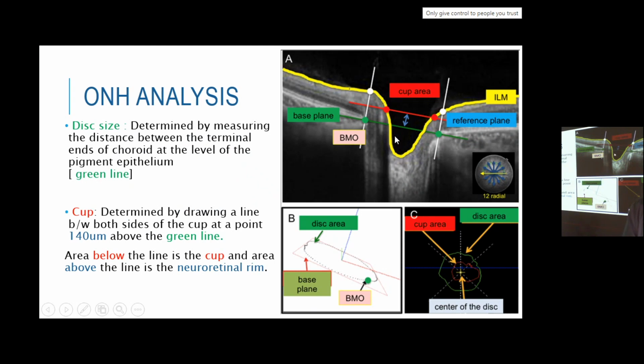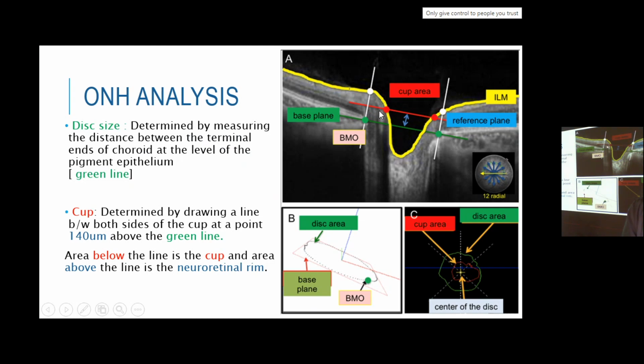For the disc size, the machine will determine it by measuring the distance between the terminal ends of the choroid at the level of the pigmented epithelium. As you can see here in the green line, the machine will measure this, and this will be determined as the disc size. And then the machine will draw another line, 140 microns above the green line, to determine the cupping and the neuroretinal rim.